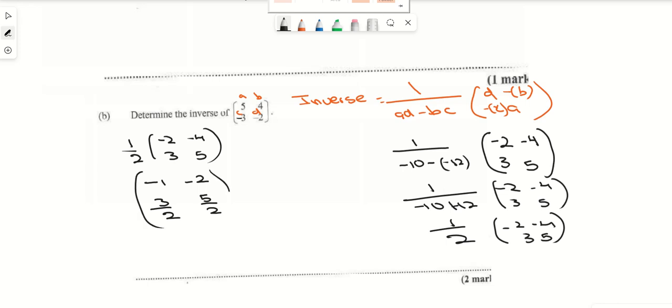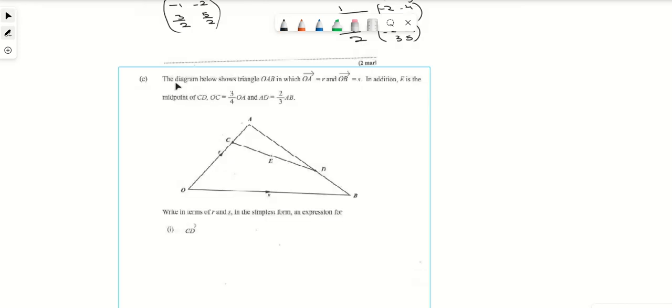You can leave it like this, or you could put the 3 over 2 and 5 over 2 as, what you call it, mixed numbers, but this is correct. Okay, so now this one is part C.